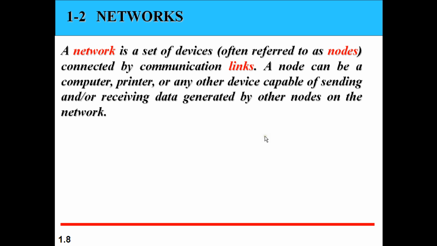When we move on to networks, a computer network is a collection of nodes, a set of devices connected by communication links. A node can be a computer, printer, or any other device capable of sending or receiving data generated by other nodes. Computer networks are used for data communications. Communicating nodes have to be connected by communication links.